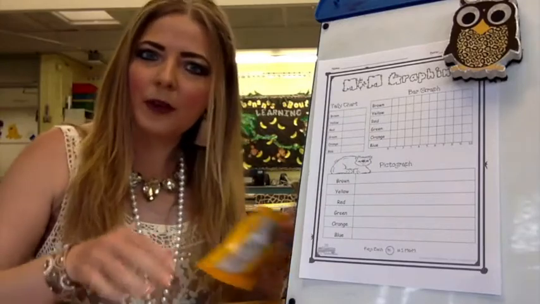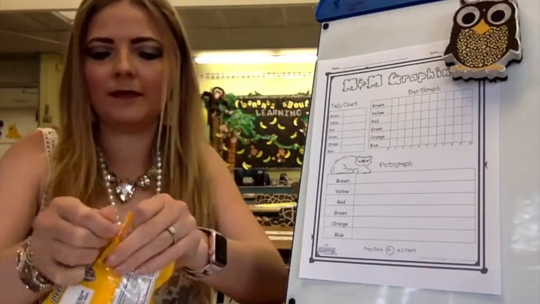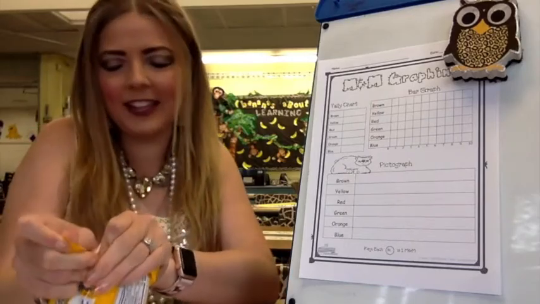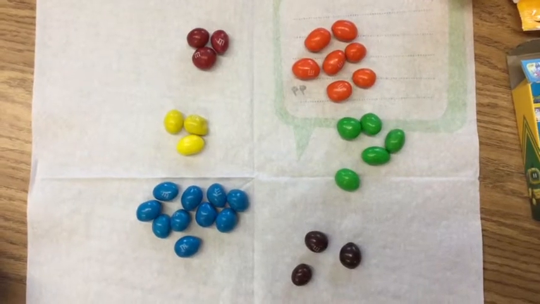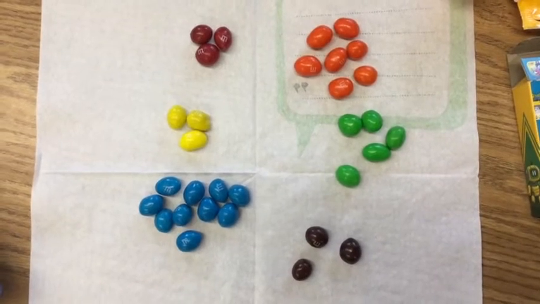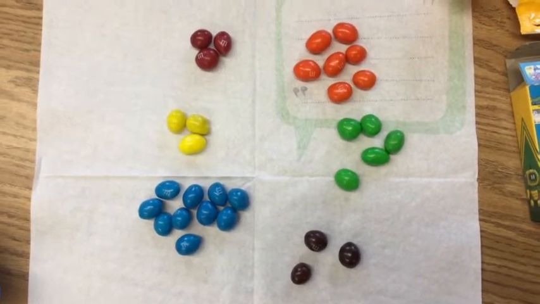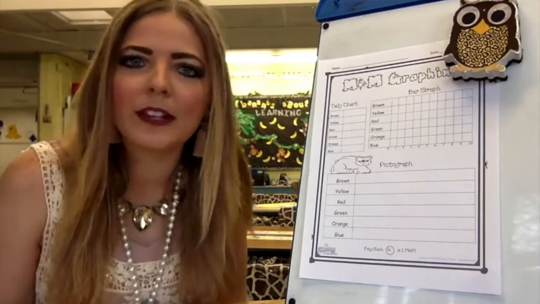So the first thing I want you to do is open up your M&Ms and sort them by color. And I will show you what mine looks like. Okay, boys and girls, so this is what my M&Ms look like when I sort them. Okay, so now what we need to do is look at what color we need to count first.